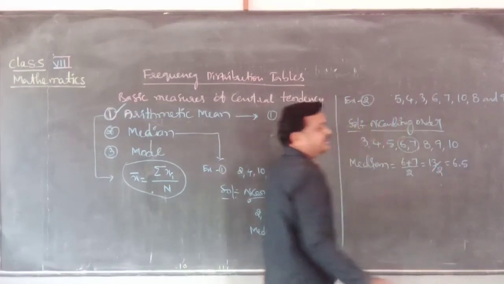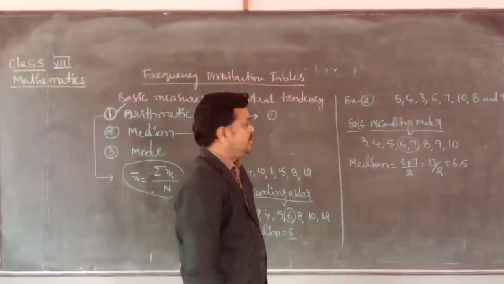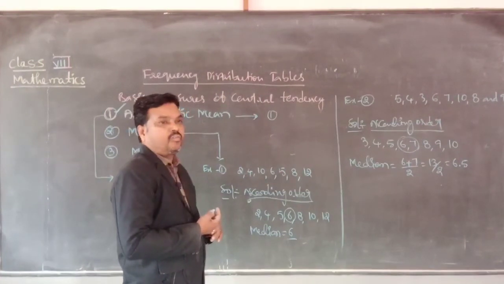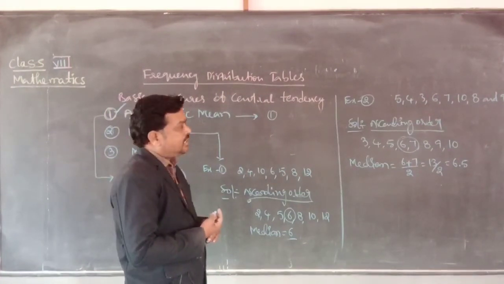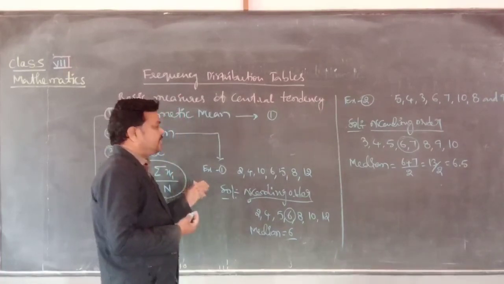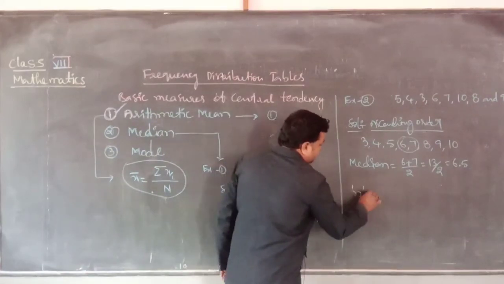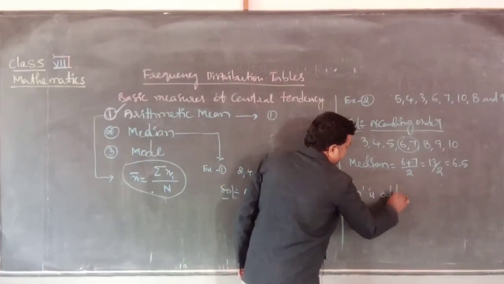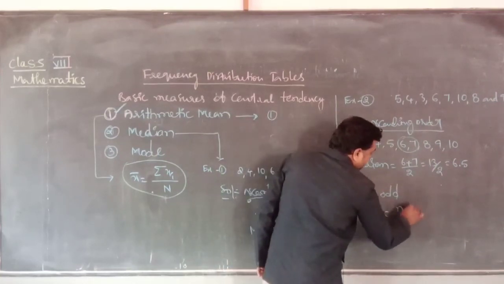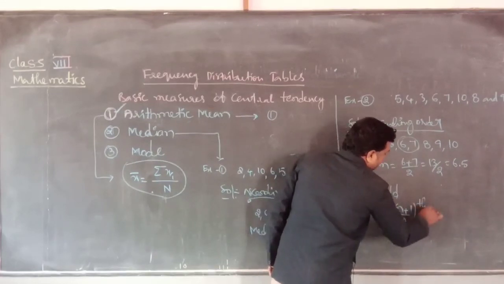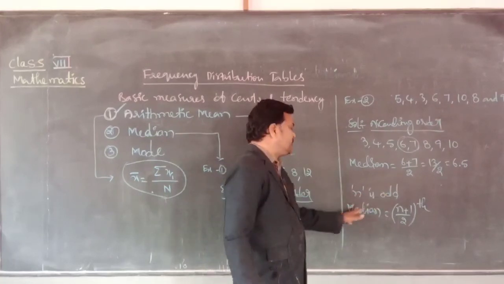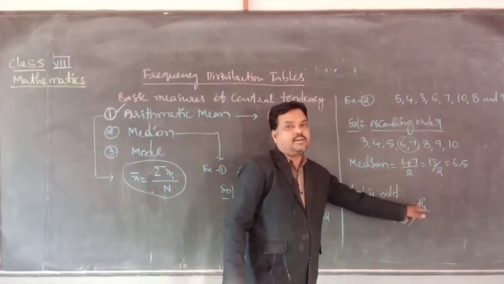Okay. There are 2 formulas to find the median of the data, when odd observations are given and when even observations are given. Suppose the number of observations is odd, it means n is odd. So the median is equal to the (n + 1)/2 th observation.